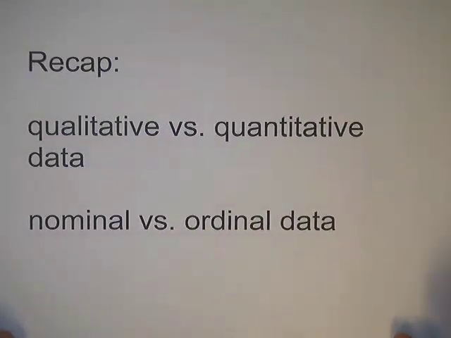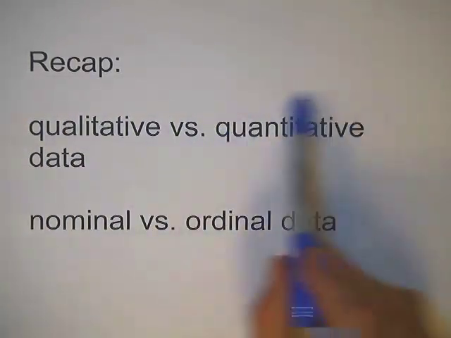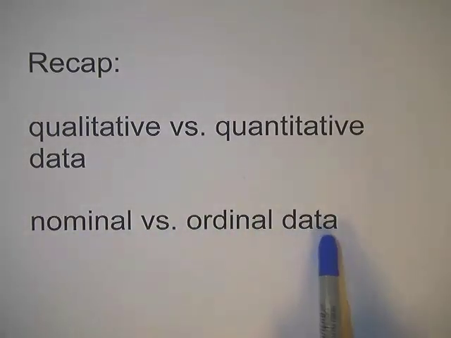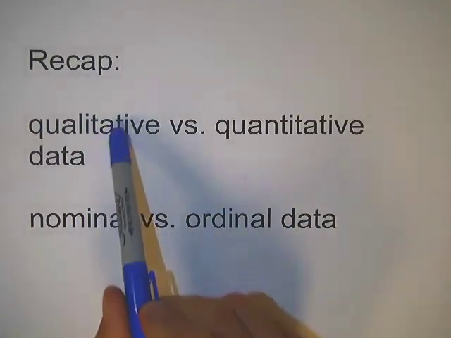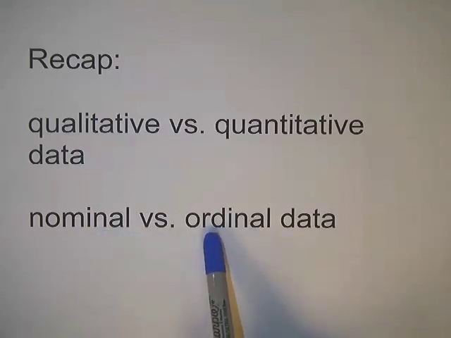Just to recap, the two distinctions we made were qualitative versus quantitative. Qualitative measures a quality of something, whereas quantitative measures a quantity of something. Then we also looked at nominal versus ordinal data. Nominal and ordinal are both types of qualitative data. Nominal generally cannot be ordered or ranked. Ordinal does have some meaningful rankings and orderings.